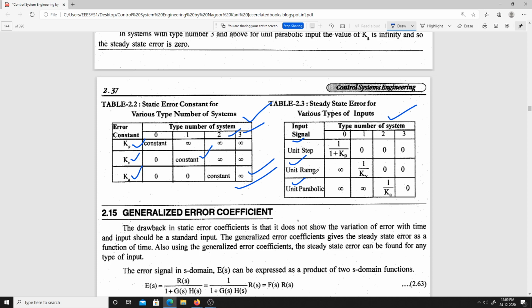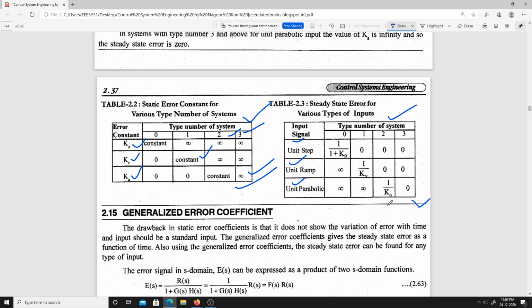If we talk about the unit ramp, for type number 0 it will be infinity, for type 1 it will be 1 by kv, and the rest it will be 0. Unit parabolic: for type 0 system it will be infinity, for type 1 system it will be infinity, and for the type 2 system it will be 1 by ka, and if we talk about type 3 system it will be 0.